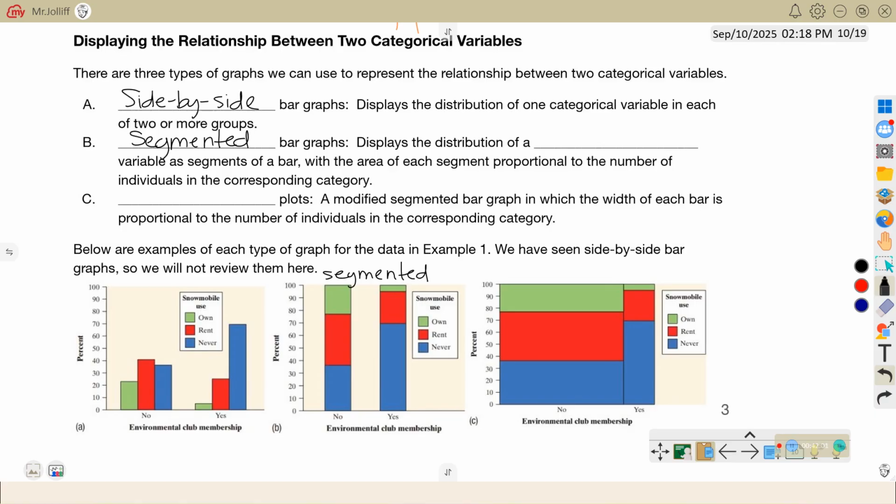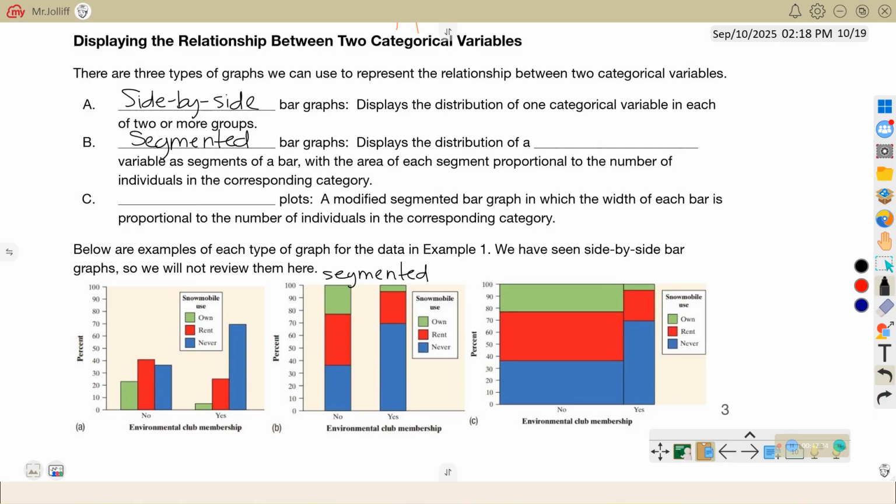What do you notice about the heights of the bars in the segmented bar graph? Yeah, they're all the same height. They reach all the way to the top. Because if I look at a single category within that variable, it should all be 100%, right? This bar should represent all of the no's. That's 100% of the no's. How those no's were distributed against snowmobile usage is where the segments come from. Yeah.